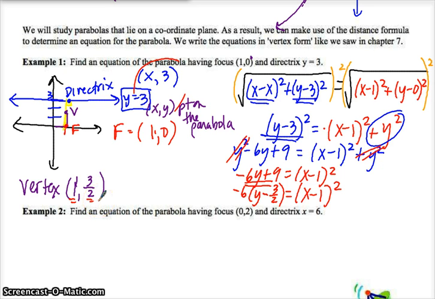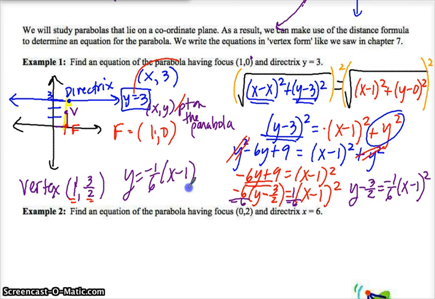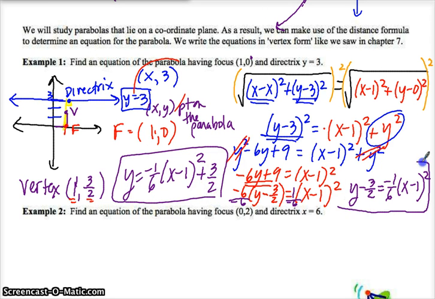My last step is to move this over to the other side, because that's my letter A. So I divide each side by negative 6. Well, there's an invisible 1 right there. So my final equation is y minus 3 halves equals negative 1/6 times x minus 1, the quantity squared. And that is the equation for this particular parabola. Or you could write y equals negative 1/6 times x minus 1 quantity squared plus 3 halves, depending on which form you wanted to write it in.